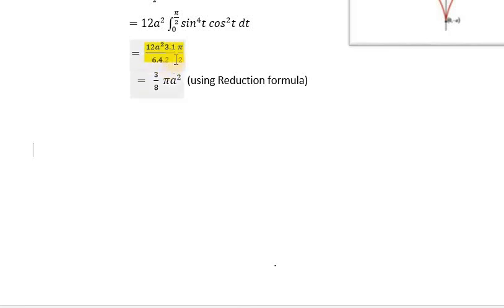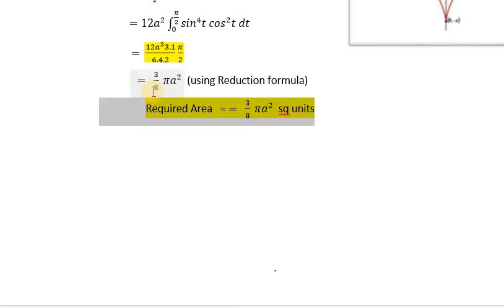So you will get 6 into 4 into 2, and since it is an even number, multiplied by pi by 2, and the numerator is 4 minus 1, that is 3 into 1. 2 minus 1 is 1 itself. So we have 12a square into 3 into 1 by 6 into 4 into 2 into pi by 2. So by simplifying this, see, 6 2s are 12 and 2 gets cancelled, 4 2s are 8, 3 pi a square is the required area. So the required area is 3 by 8 pi a square units.